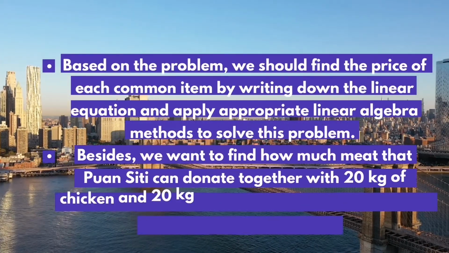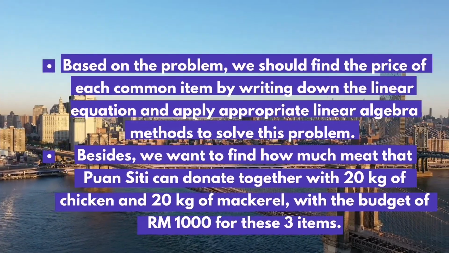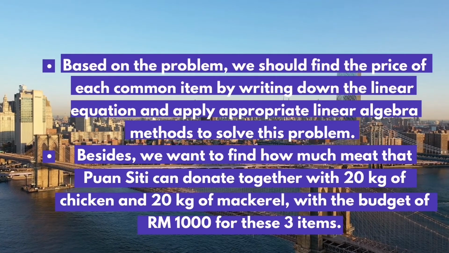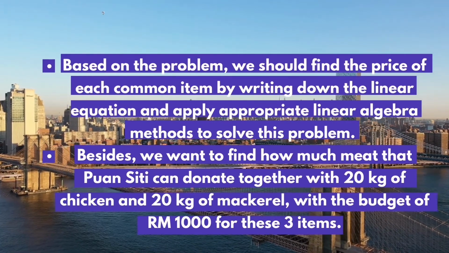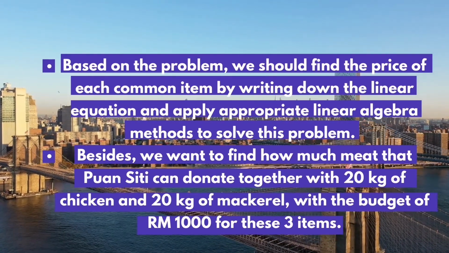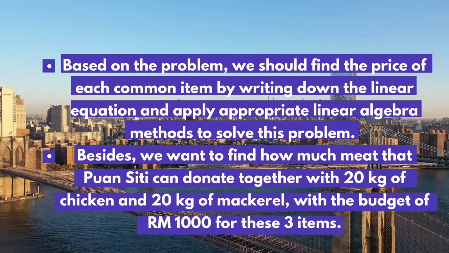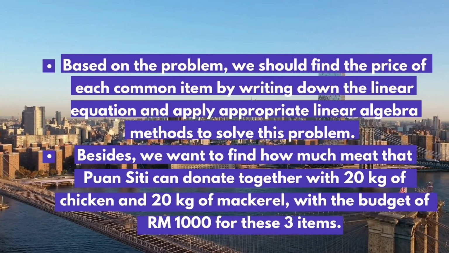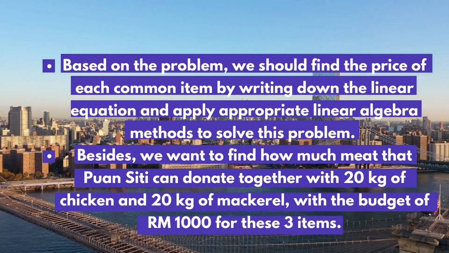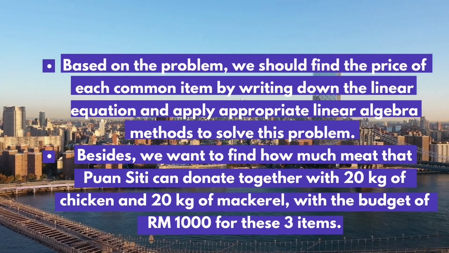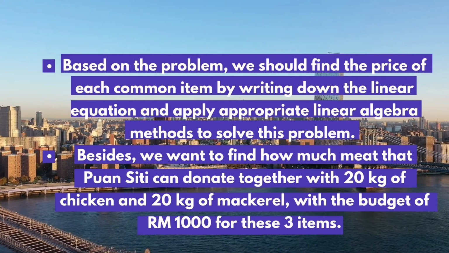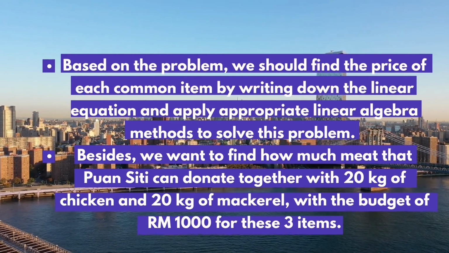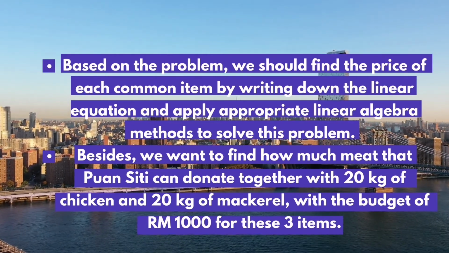Based on the problem, we should find the price of each common item by writing down the linear equations and applying an appropriate linear algebra method to solve the problem. Besides, we want to find how much meat that Puan City can donate along with 20 kg of chicken and 20 kg of mackerel, where the budget for these 3 items is 1,000 ringgit Malaysia.